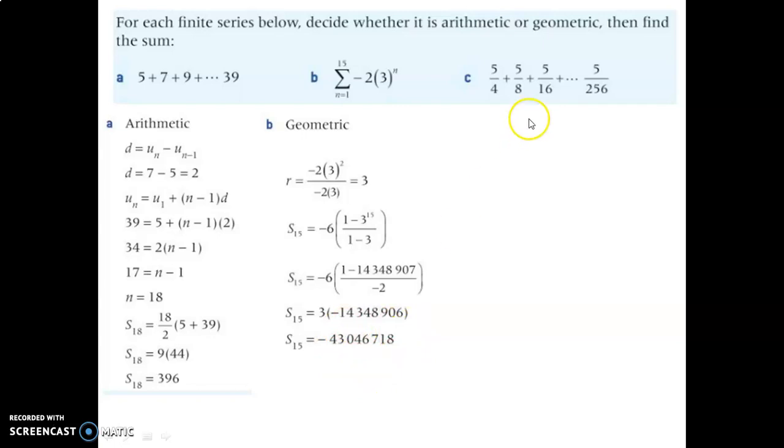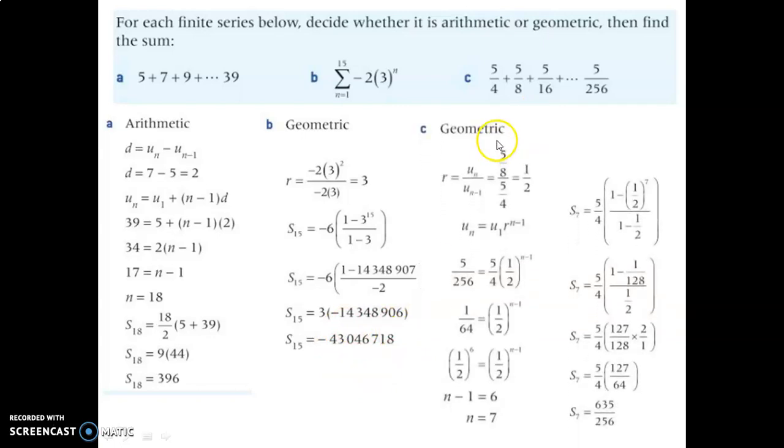Final one here, this is geometric. Here's our common ratio of 1/2. This one is like the first one here. We don't know which term in the sequence it is, so we don't know how many terms we're finding a sum for here. So you have to begin by figuring out which term this is. So you put that into your Un rule for geometric. Solve, solve, solve. You find out that n equals 7.